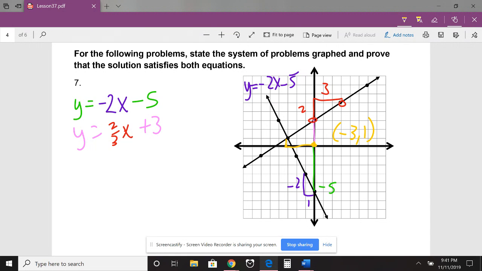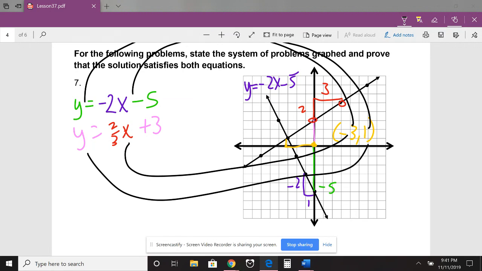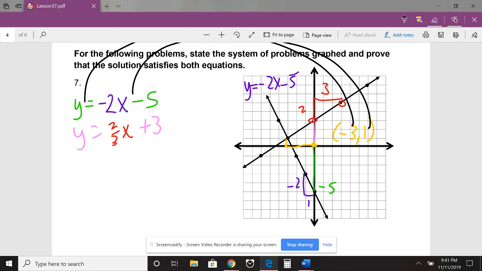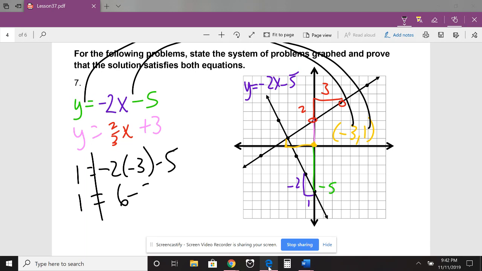So I have to plug that point into my x and into my y and make sure it works out. So let me do the top equation first. So does 1 equal -2 times -3 minus 5? Let's see. -2 times -3 is +6 minus 5, and 1 equals 1. That works. That's a little check mark. Make that a different color to make it work.